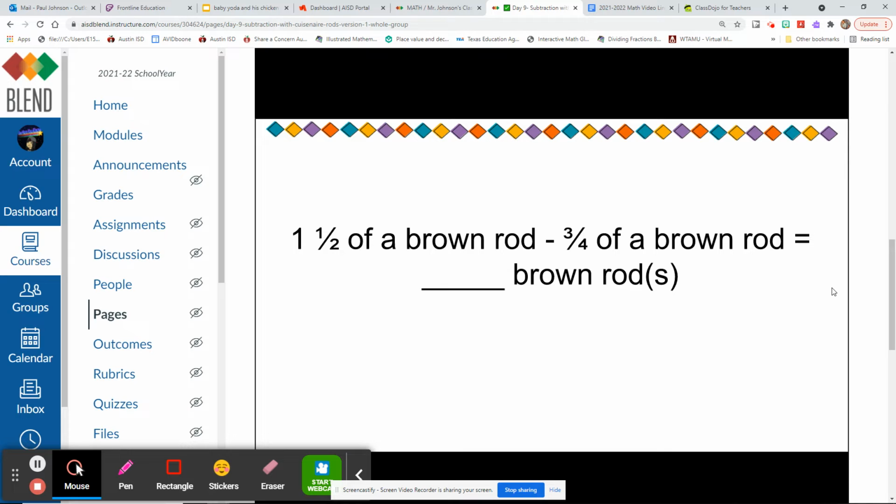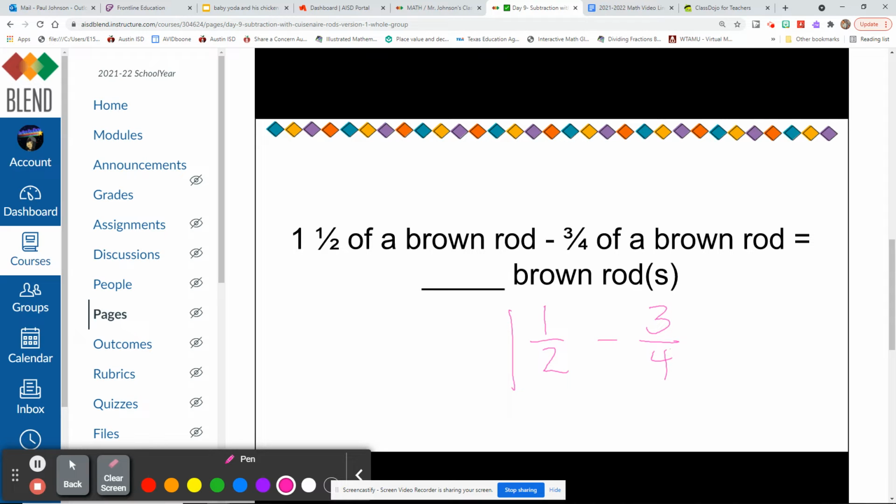We have 1 1/2 of a brown rod minus 3/4. Okay, this is where it's gonna get a little bit crazy. All right, not super crazy, but we're gonna have to use our whole times denominator plus numerator.